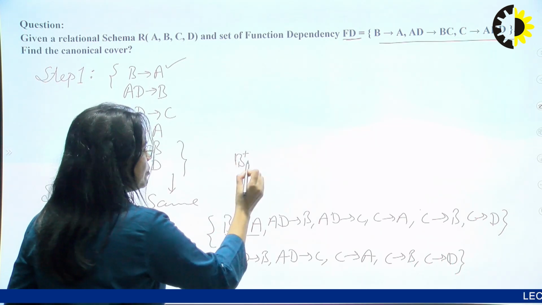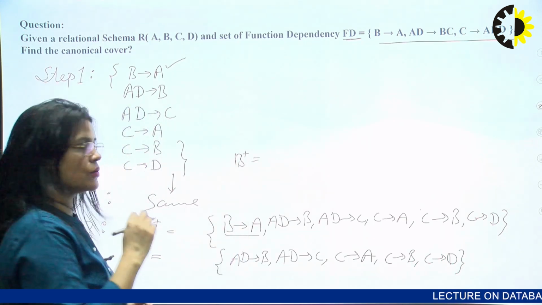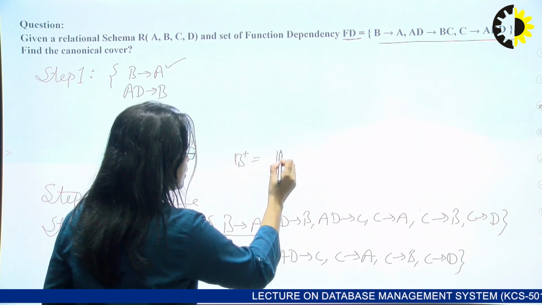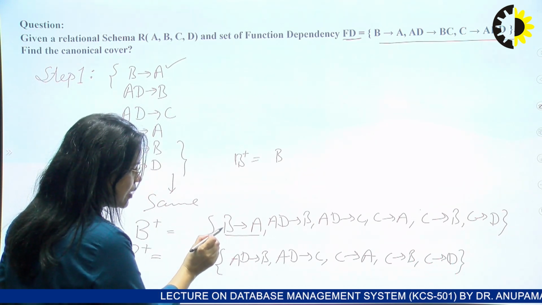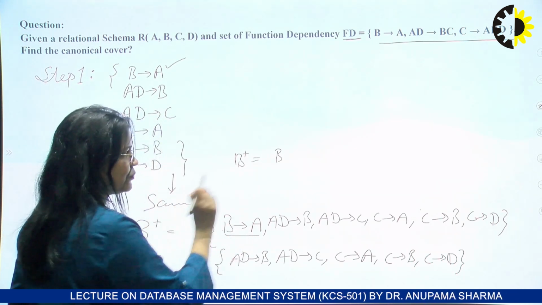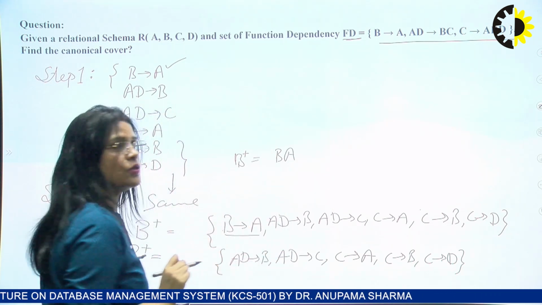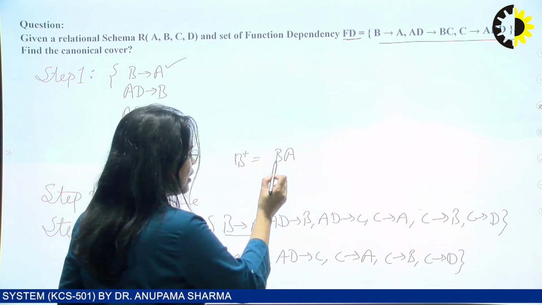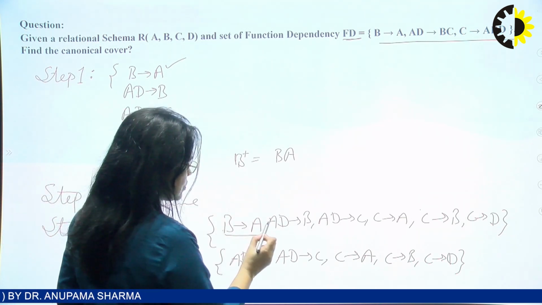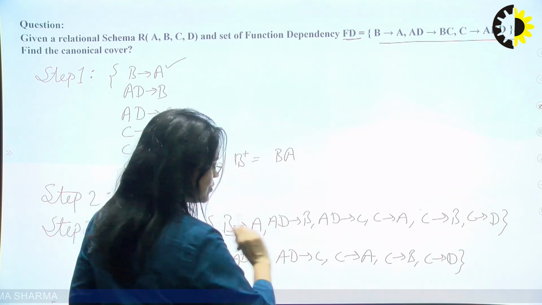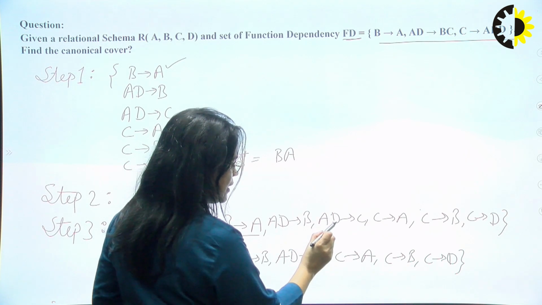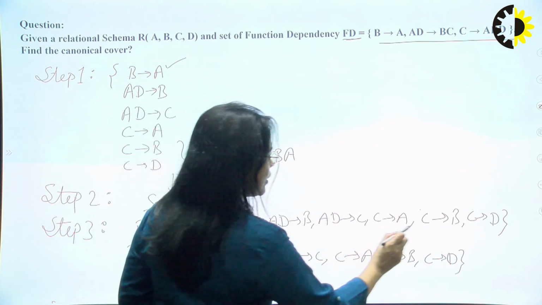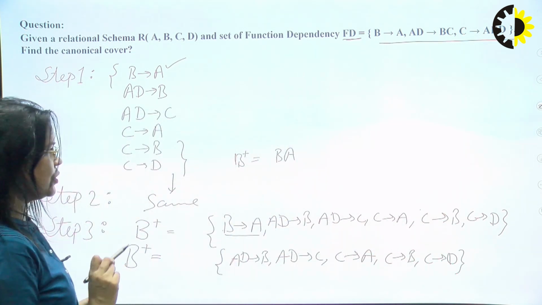When I am writing B plus, it means the closure of B. So, we are starting with B, and if we are having B, we can reduce A. So A also can be reduced, and in the closure, we will add A. Now, we are having BA with us. D is not with us, so we cannot reduce anything here. We have AD, D is required to reduce C. No, we cannot reduce anything. Now, we are not able to reduce anything here.